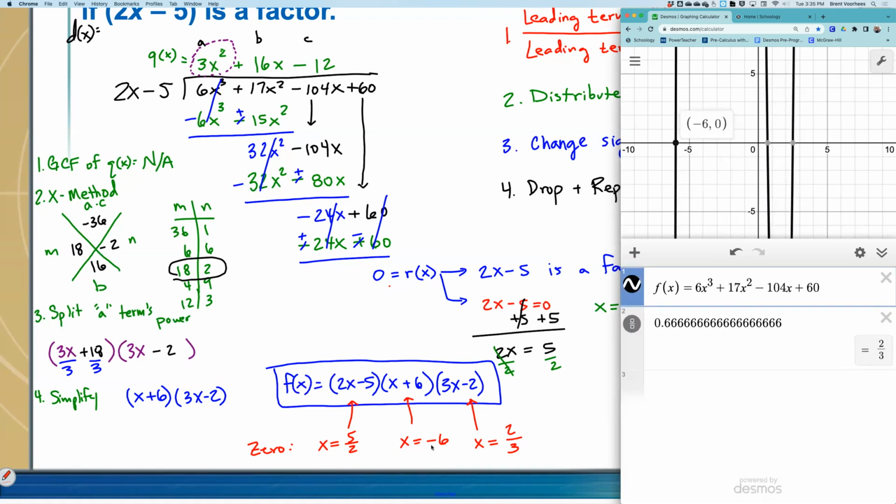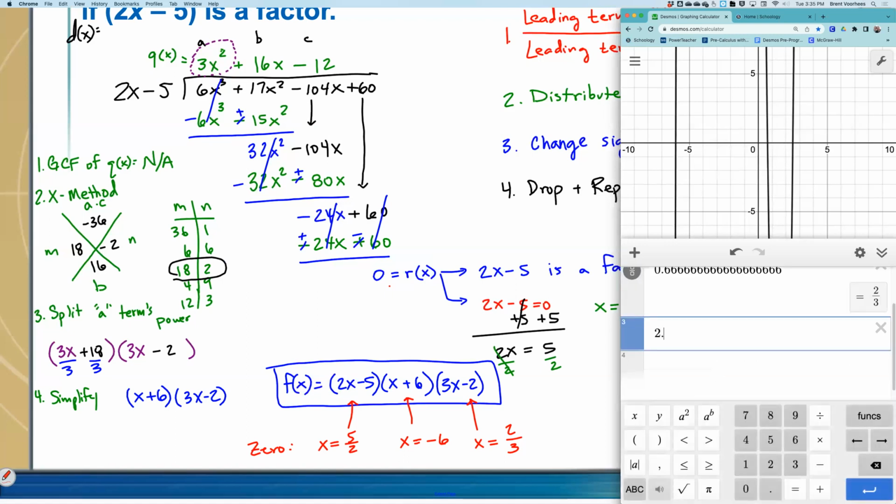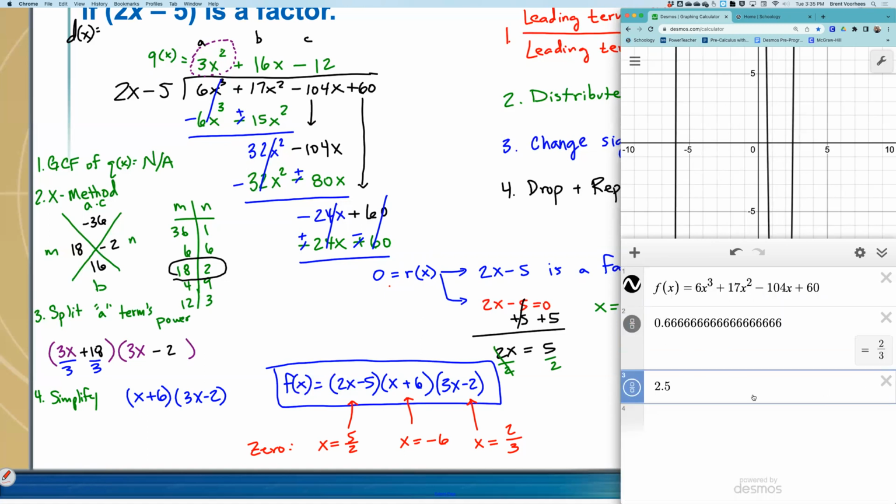-6 is already shown to us right there. And now let's do 2.5. 2.5, you hit the fraction, it says it is 5/2. Okay, so if you were only using the calculator, how could you do all this work that I've just shown you right here? Here's how you could do it.